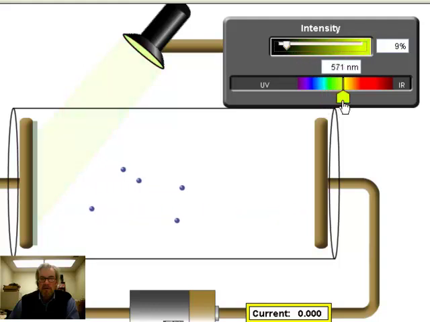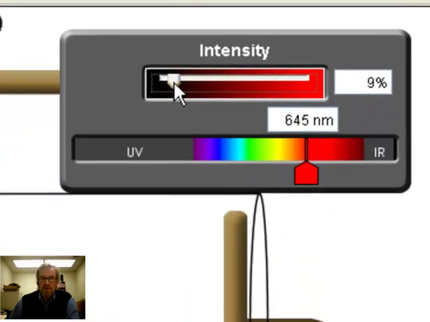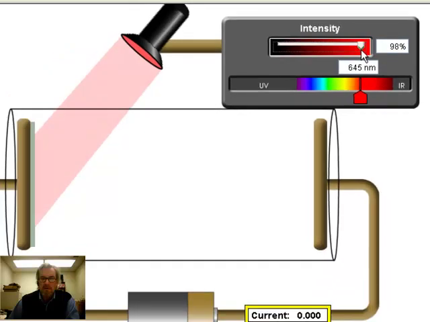At some point I cross a boundary and I just stop seeing electrons at all. So I'm down here in the red region and I'm not getting any electrons. So what should I do? I'll crank up the intensity. So I'll put this all the way up to 100%. Still no electrons are flowing. So this is exactly the opposite of what waves would tell us.